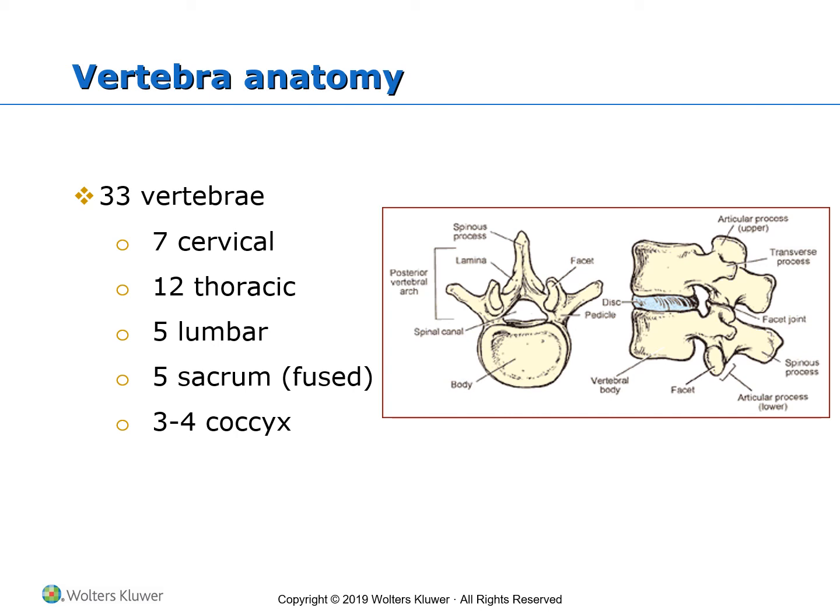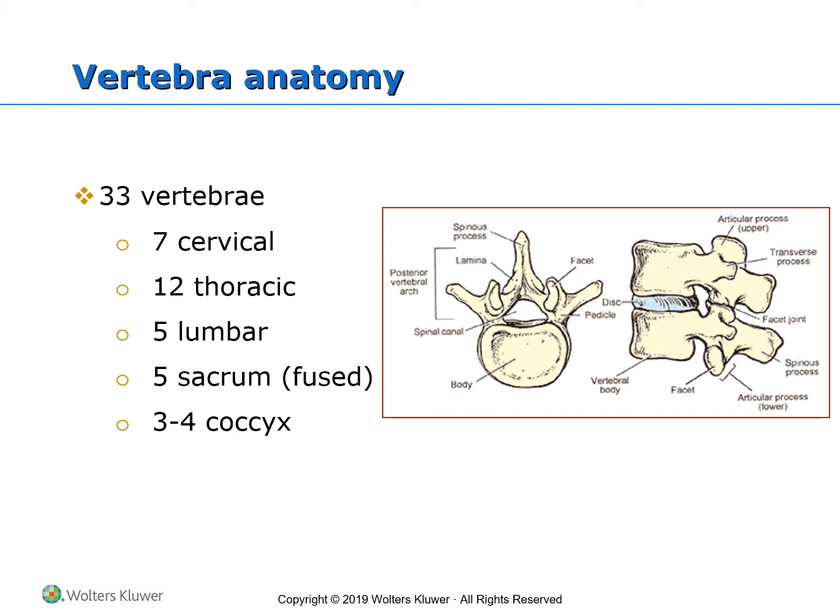So all in all we have 33 vertebrae: 7 cervical, 12 thoracic, 5 lumbar, 5 sacral, and 3, 4, and sometimes 5 for the coccyx. Every vertebra has a body that connects with the body of the next one. In between them is a cartilaginous, somewhat fibrous structure called a disc that allows for absorption of shocks, so the two bony structures do not hit each other during movement.